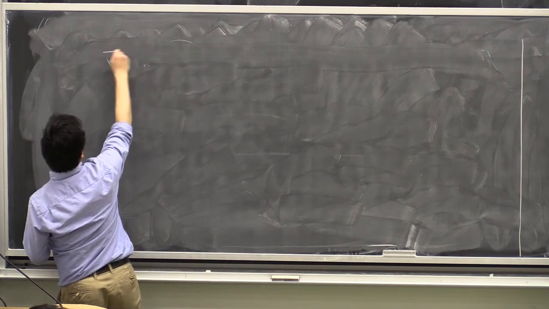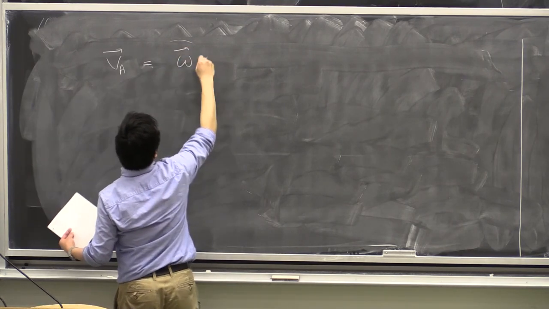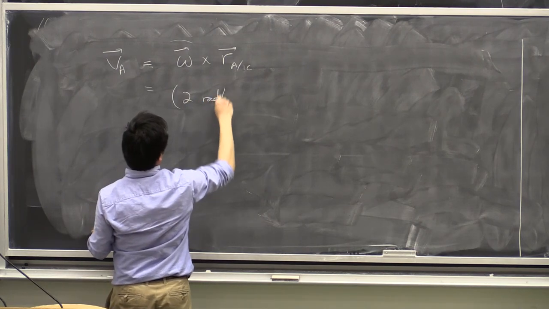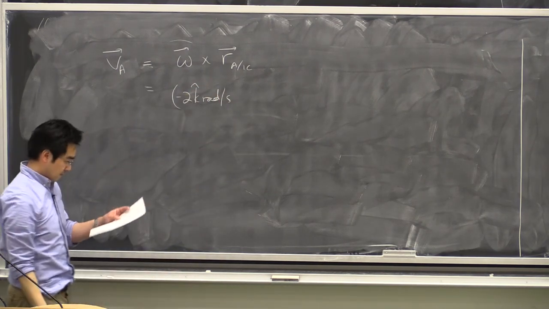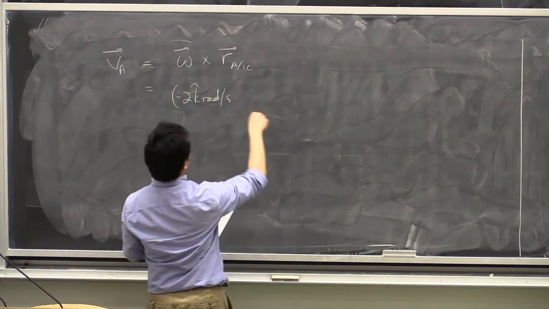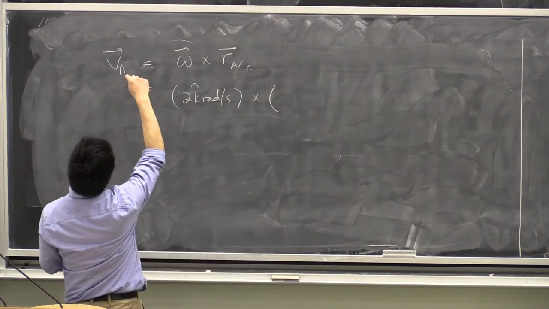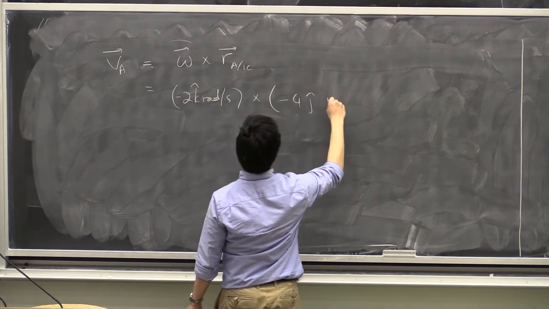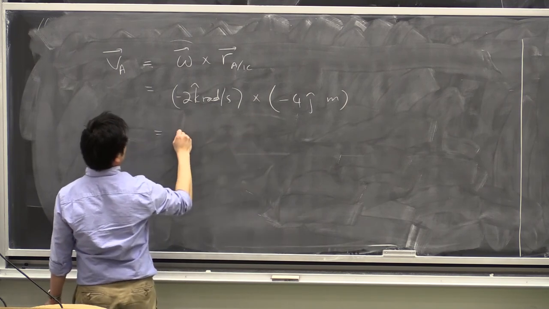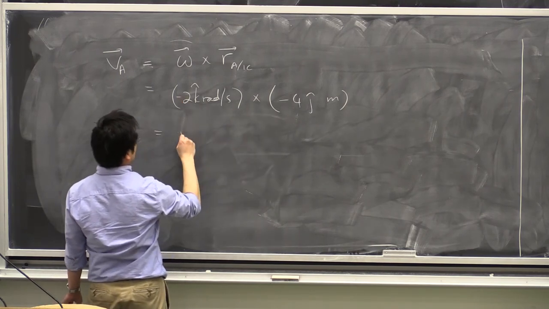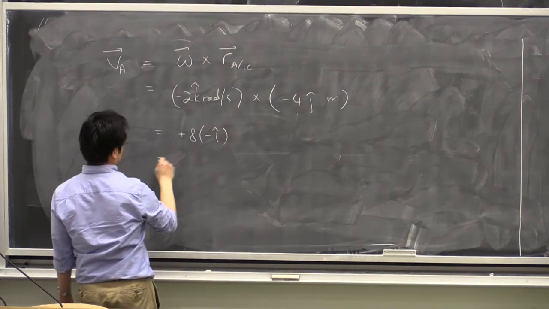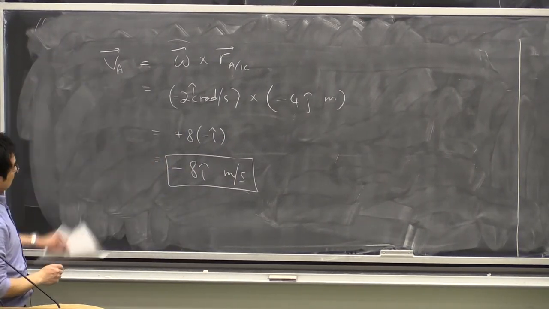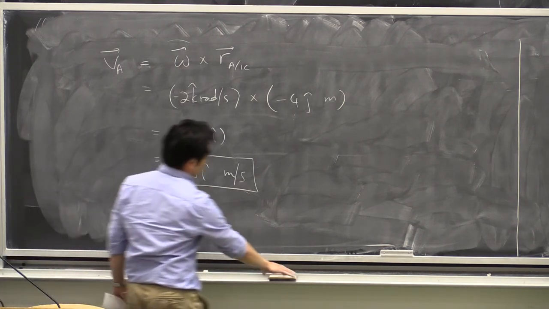Now VA becomes omega cross RAIC: negative 2 radians per second K, cross with RAIC, which is negative 4. This is negative 2 times negative 4, which is plus 8, but multiplied by negative i, giving negative 8i meters per second. That matches my direction, because I know VA is moving to the left. And everything's great. Then we just have to figure out VC as well.